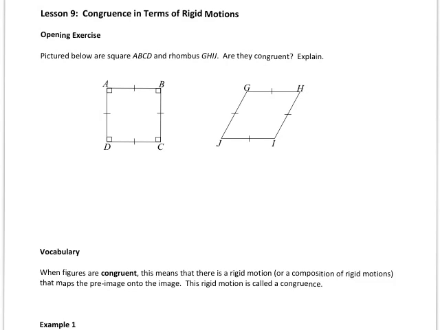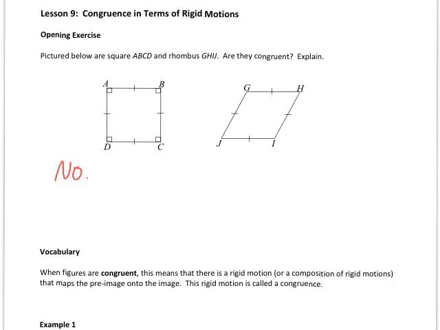Alright, we're going to start off this lesson by looking at a picture of a square and a rhombus. And the question is, are they congruent? We have a square, we have our rhombus, and the sides of the square are the same size as the rhombus. Well, if you understand what congruence is, the fact that they have to be the same size and shape, then you would understand that the answer is no, they are not congruent.